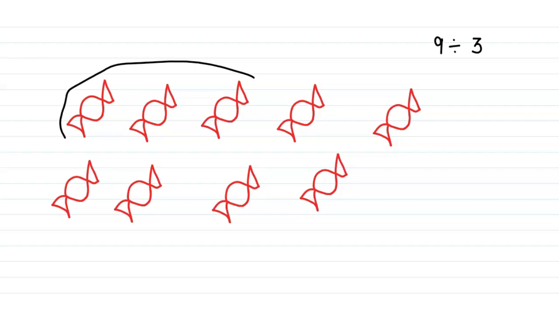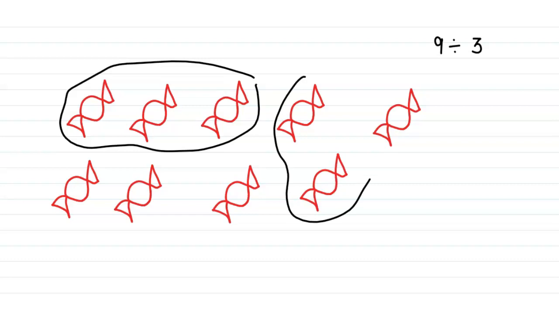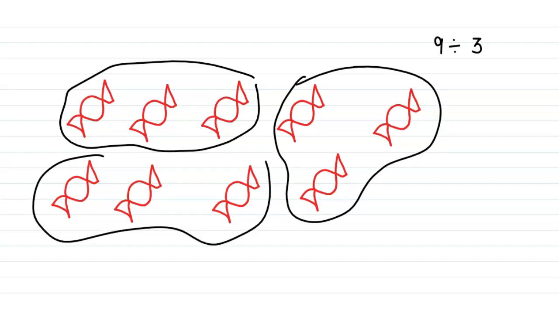So this is the first group. Now this is the second group. And this is the third group. So when I have 9 toffees and I have to distribute among 3 children, each one of them will get 3. So do you agree that I can write this in a single statement like this? 9 toffees are equal to 3 times 3.